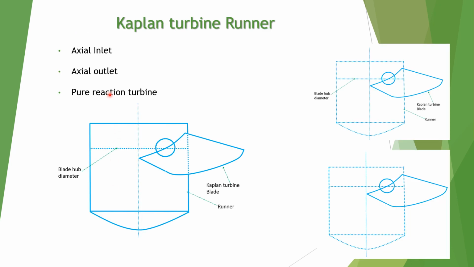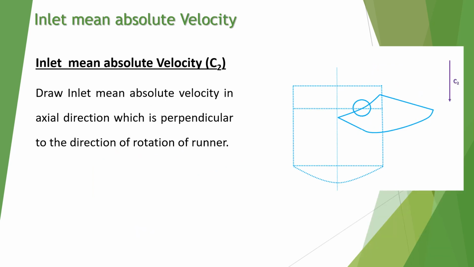So the Kaplan turbine is an axial inlet and axial outlet pure reaction turbine, and this is a typical diagram of a Kaplan blade. This is the runner, this is the blade, and these are other views. So inlet mean absolute velocity c2. Now let's start the construction of the velocity triangle.